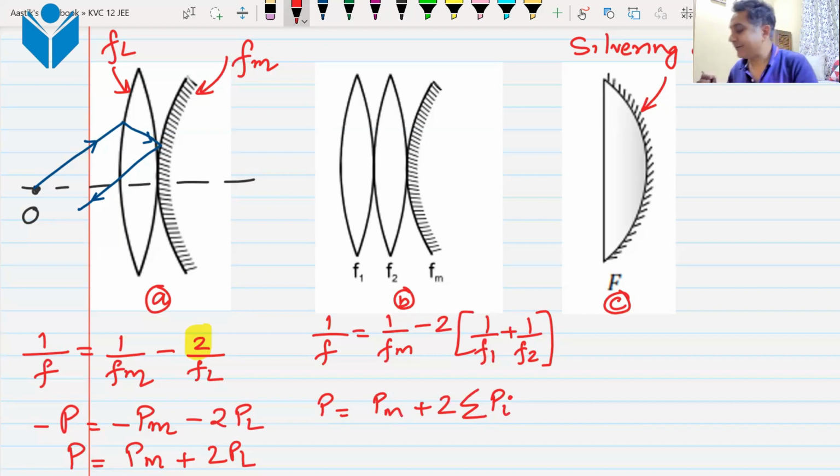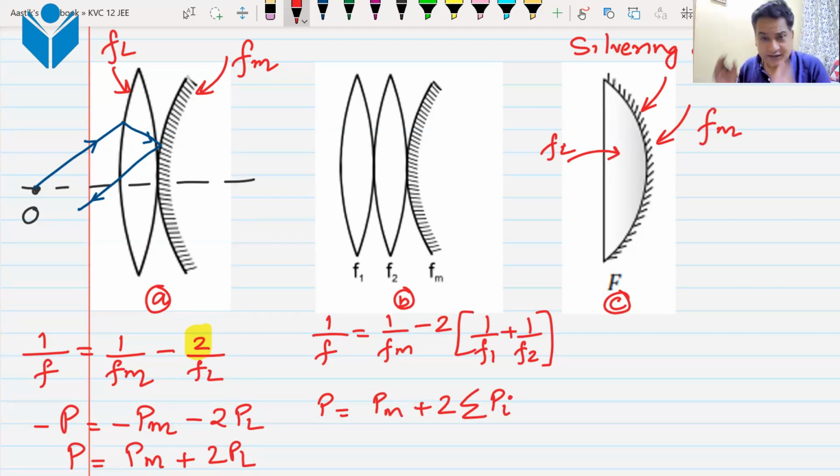Okay. Now let me call the power of this lens as F1 or FL, and the power of this mirror as FM. Can you now tell me what will be the focal length of this combination? This combination is known as the silvering of the lens. Here we have silvered a plano convex lens. We can silver an equiconvex lens, an equiconcave lens, or any lens.